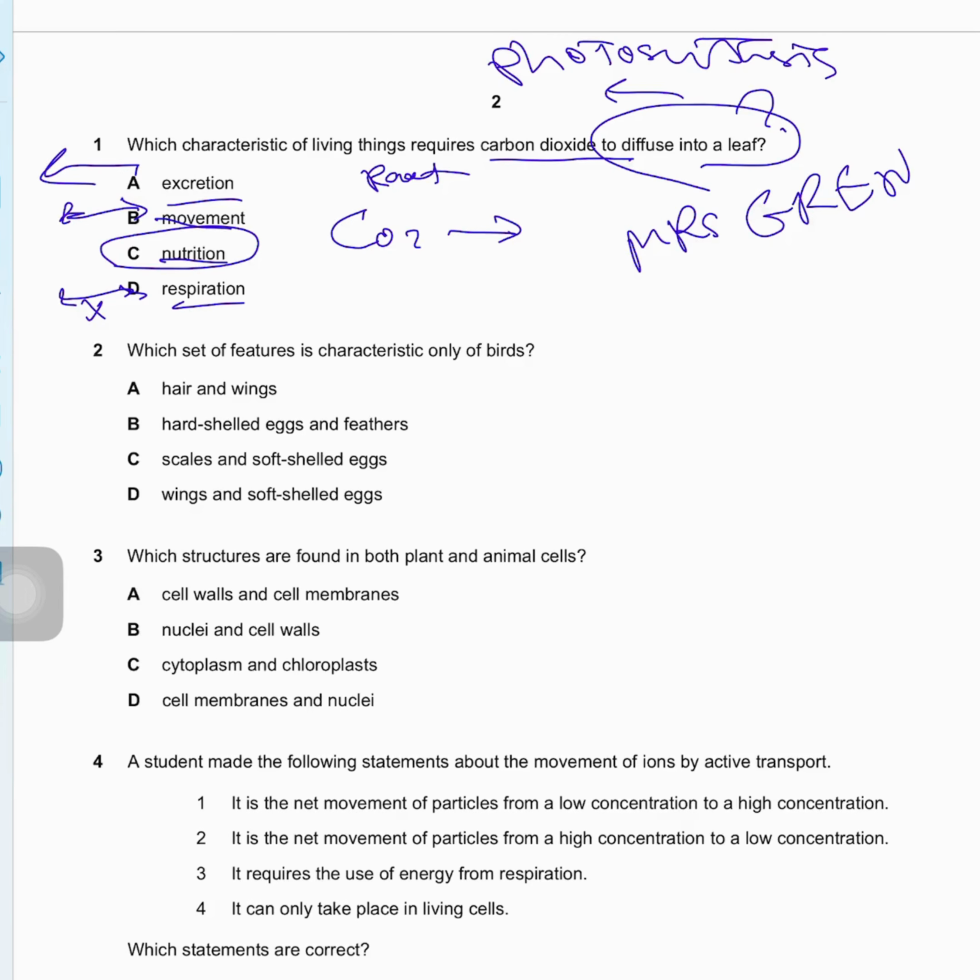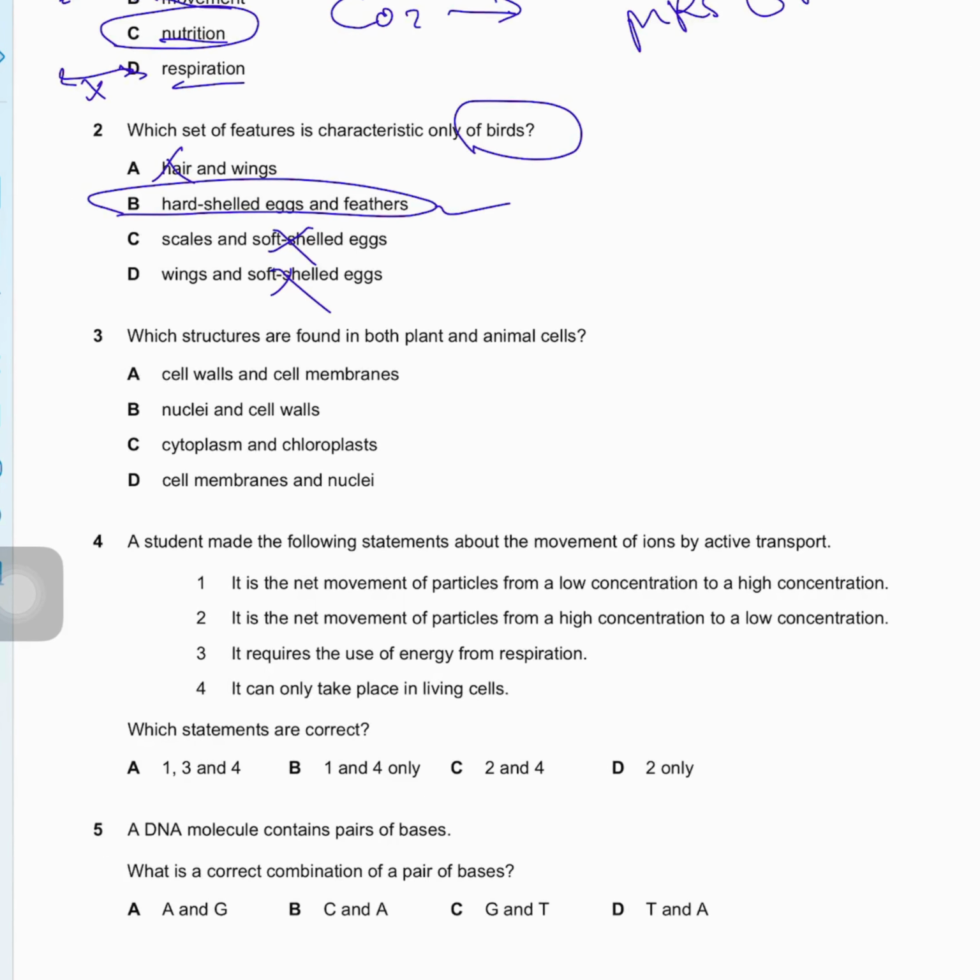energy. Number 2. Which set of features is a characteristic only of birds? Birds don't have hair. They don't lay soft-shelled eggs. They only lay hard-shelled eggs, and they have feathers. Number 3. Which features are found in both plant and animal cells? So cell wall and chloroplast are wrong. So the answer is D, cell membrane and nuclei.